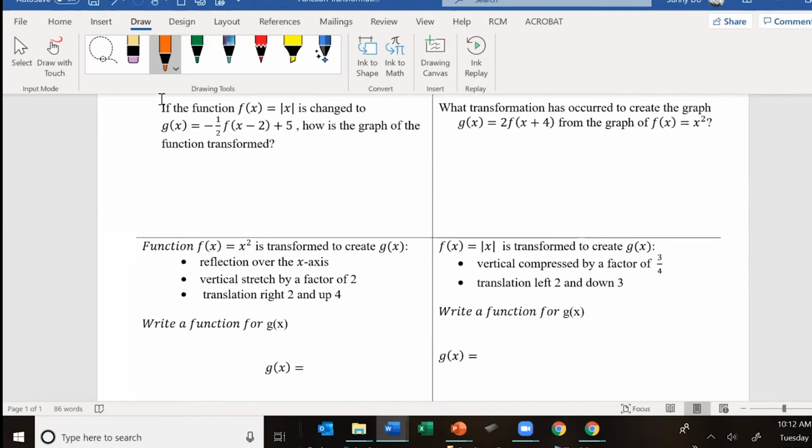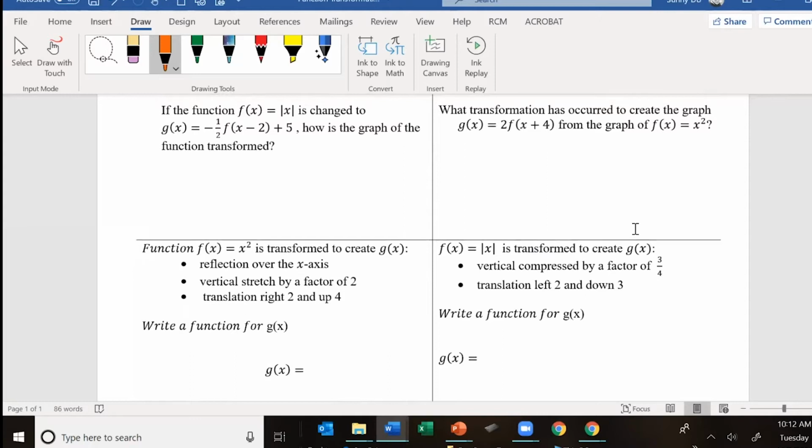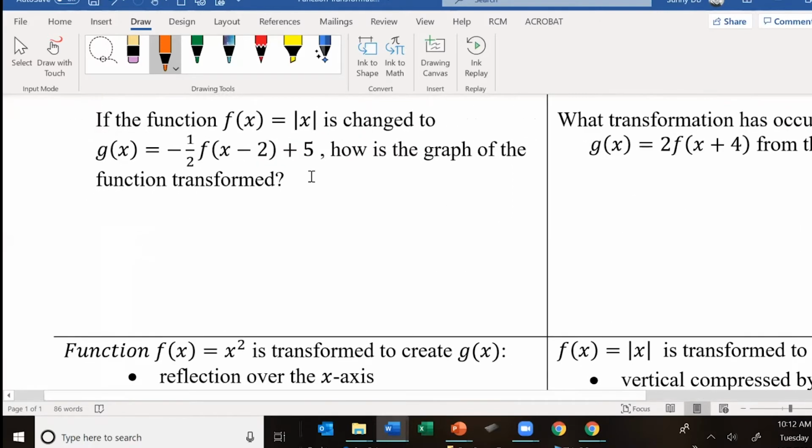Example number 1. If the function f of x is changed to g of x equals -1/2 f(x - 2) + 5, how is the graph of the function transformed? Okay, so for this one, remember the name of the function that we are describing. This one is called the absolute value function. It looks like a V shape like that.